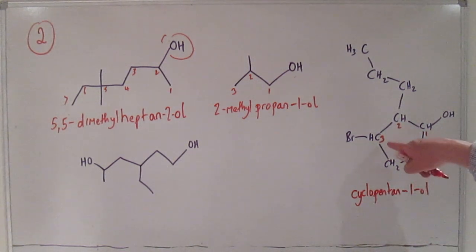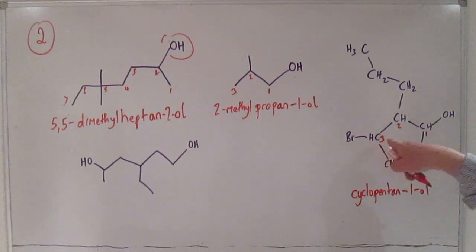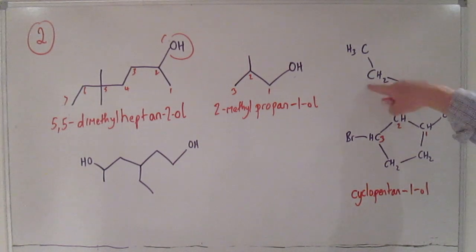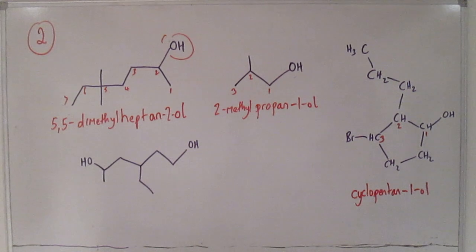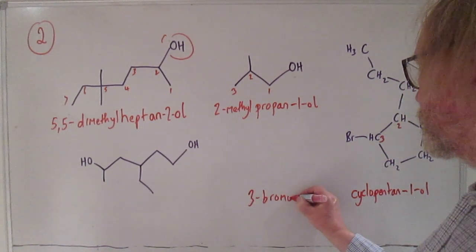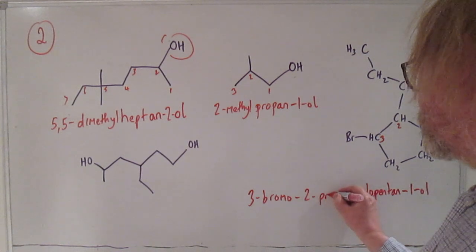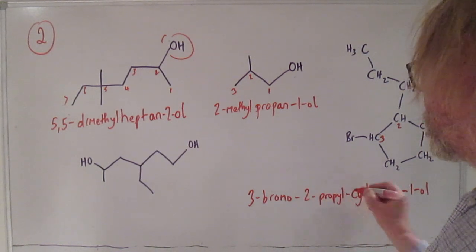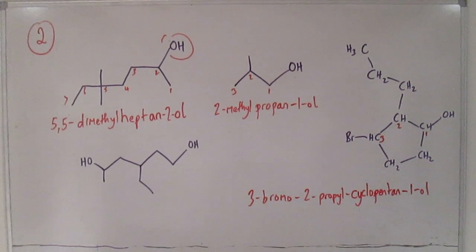So we've got a bromine attached to carbon 3, so that will be 3-bromo. And we've got a 3-carbon branch, which is called a propyl group, attached to carbon 2. So it's 3-bromo, 2-propyl, cyclopentan 1-ol. If you put the propyl and the bromo the other way round, that would be fine. But you've got to get the numbering that way round to keep the ending as small as possible.